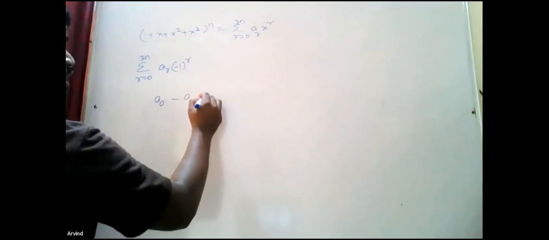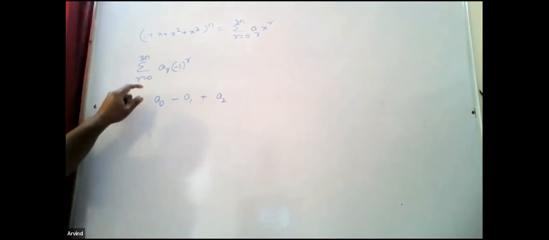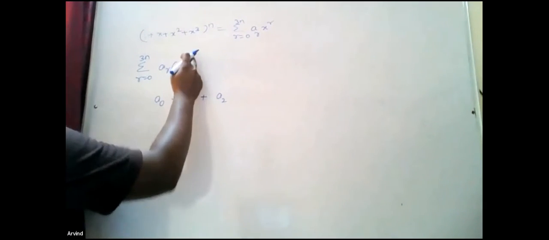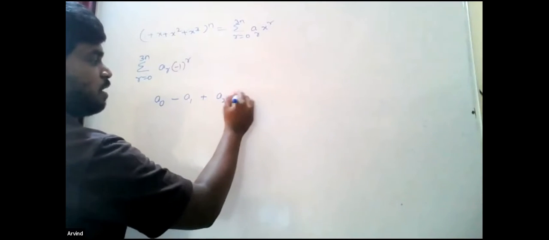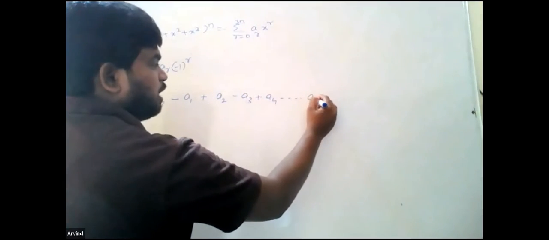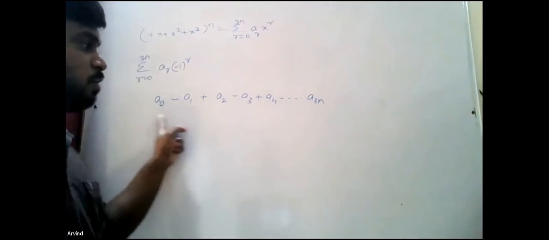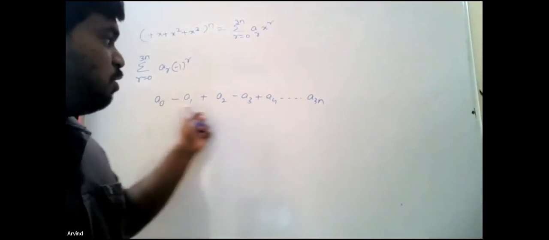Next a2. We have to go from 0 up to 3n. We took 0, we took 1, we are taking 2. So minus 1 to the power 2 is plus 1 itself. So this is a2. Next, if we continue in the same way, it becomes minus a3 plus a4 so on up to a3n. This is nothing but our question. This is what they have asked. They have asked what is the value of this.